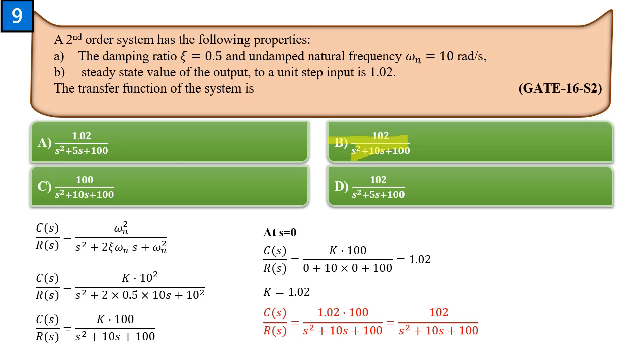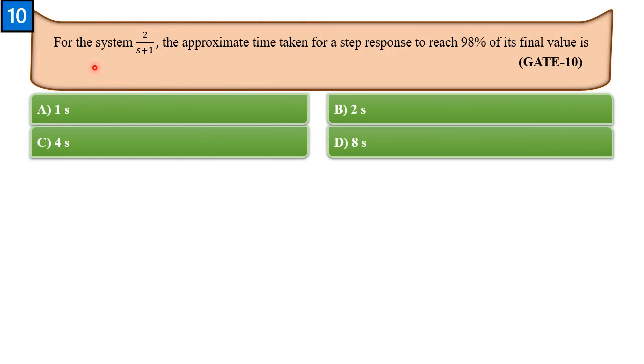So now I am moving on to the next question. For a system 2 upon s plus 1, the approximate time taken for the response to reach 98% of its final value is. Here it is saying 98%. By 98%, it means that we have the overall response 100%, it reaches 98%, and 2% is left, meaning 2% is tolerated. So we have to find the settling time for 2% tolerance.